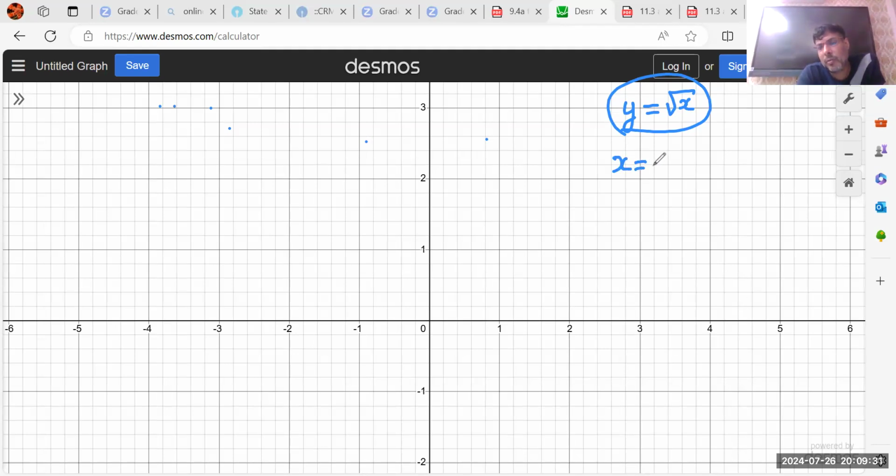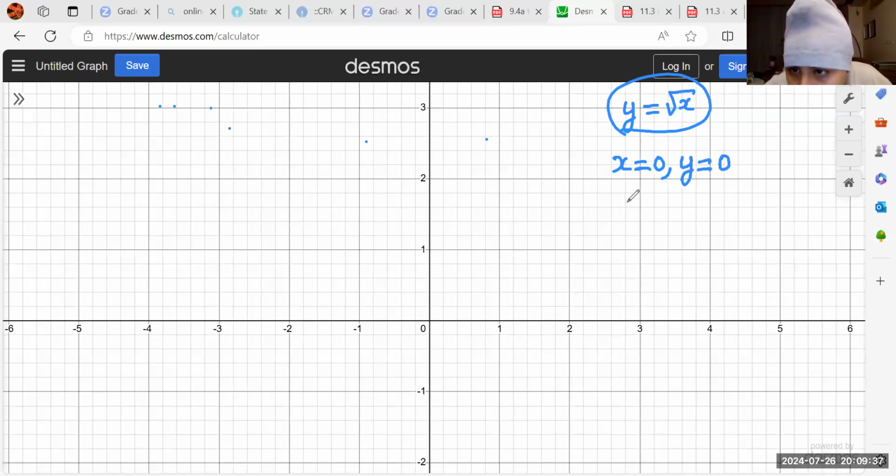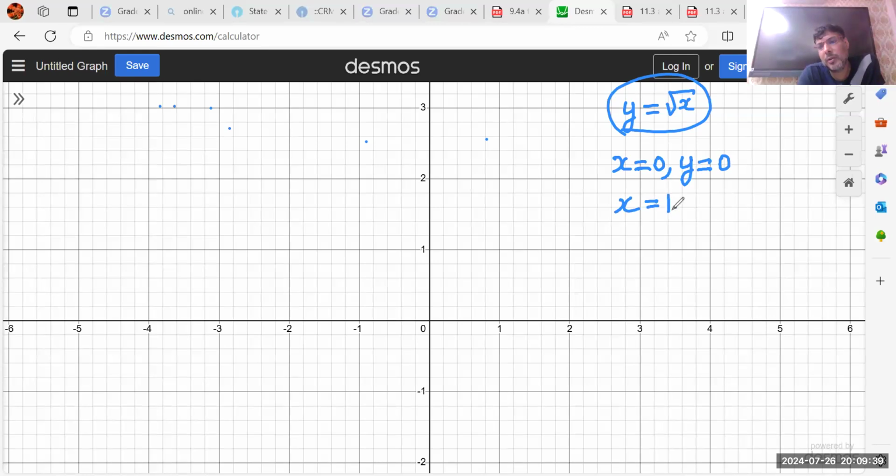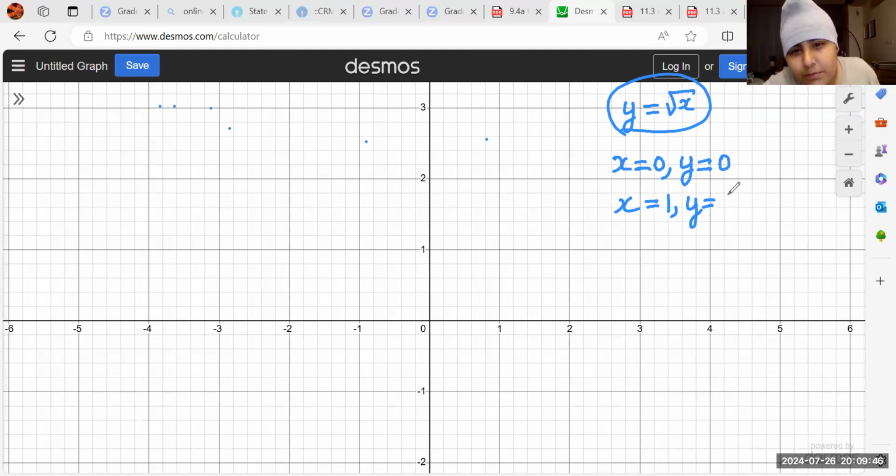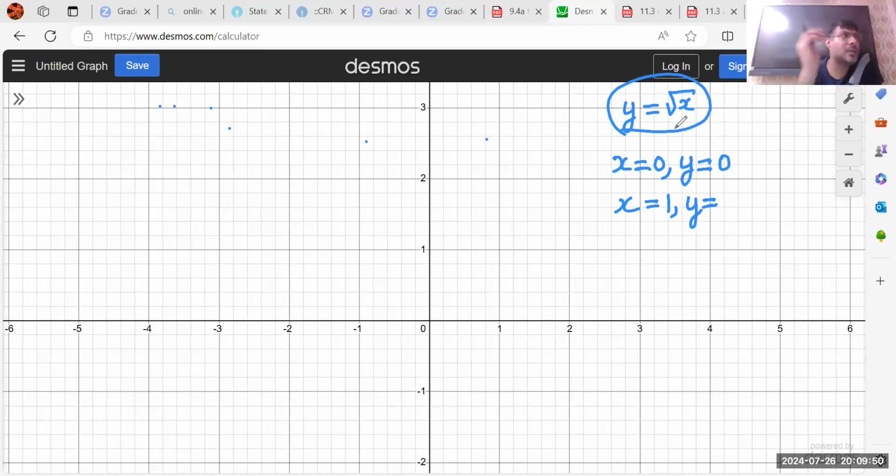So tell me, Kuar, let's start with you. When x is equal to 0, y will be what? 0. Don't mute yourself. X is equal to 1, y will be? Sir, it will be something in points, 1.4 something. Beta, square root of 1 is 1 only. When x is equal to 2, Tanish, what will be y?